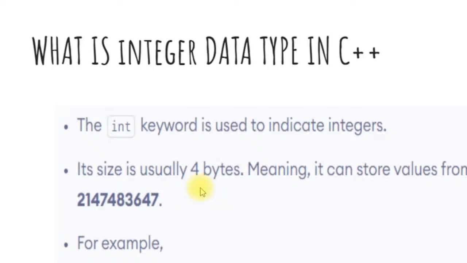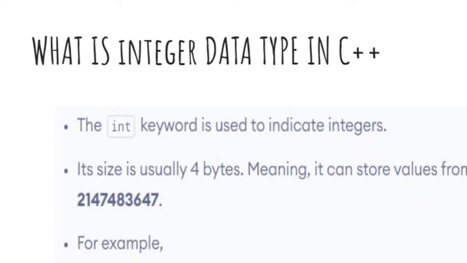Now the important thing is the size of this variable that you declare. You can make another integer type variable, let's say int xyz. So the size for an integer type variable will be 4 bytes, meaning we can store values from negative of this number to 2147483647. So this is the entire range of values that we can store inside our integer type variable.